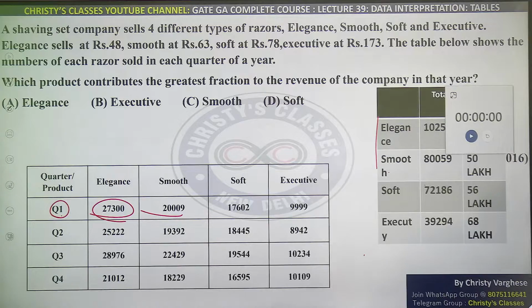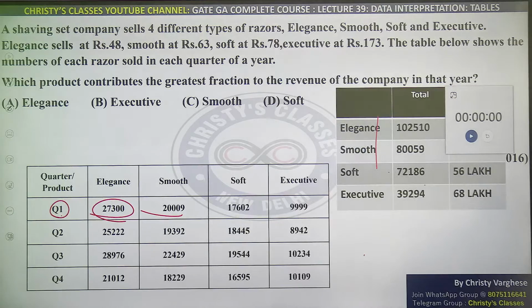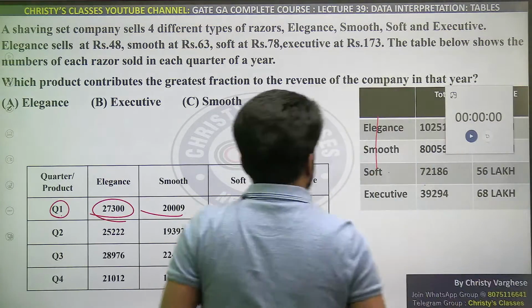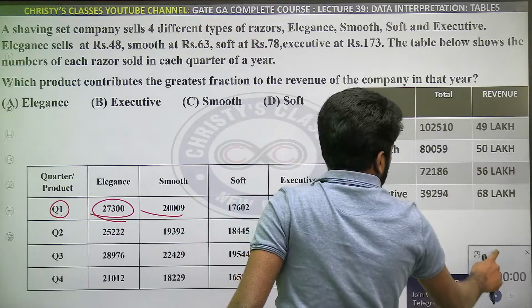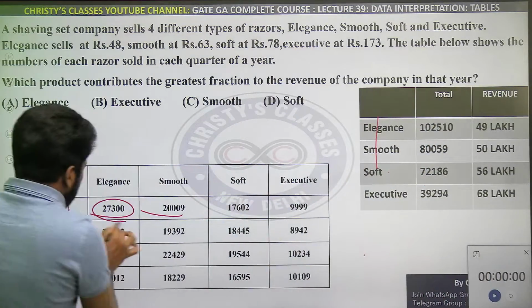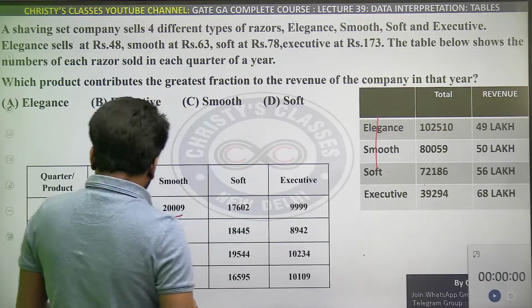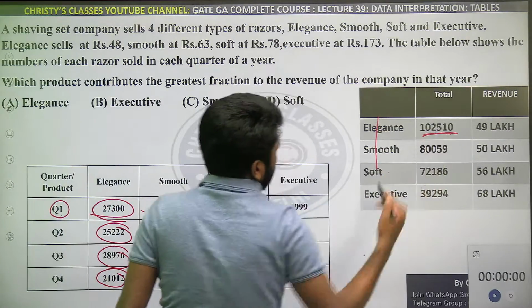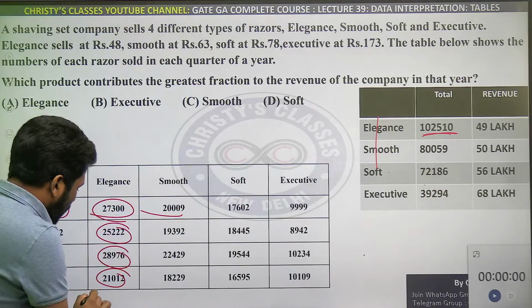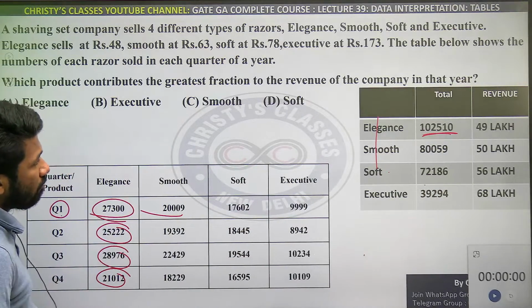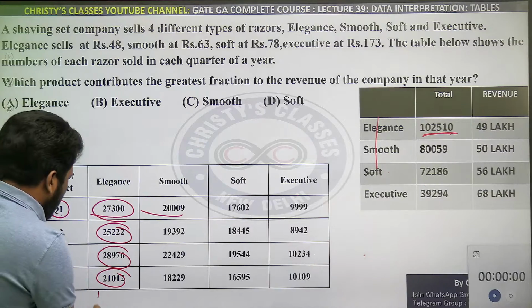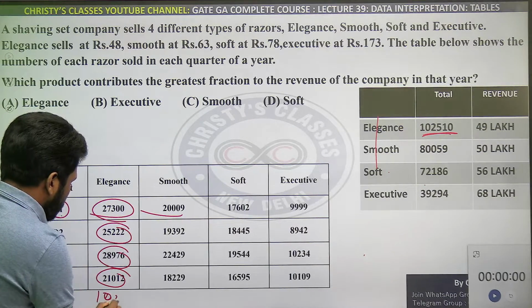Yeah, if you add up, you will get like this. You can check it out. If you add the values, this is what you are going to get, the total and the revenue. Just a minute. Look at this. So for Elegance, the sum of all 4 quarters together will be 10 lakh 2,510.